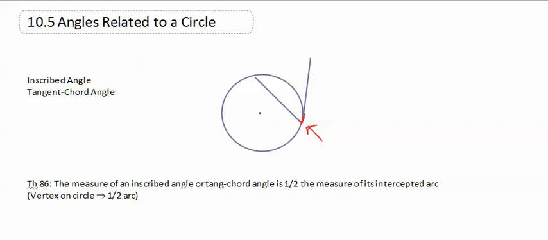So meaning, if this arc right here was 70 degrees, then the tangent chord angle would be 35 degrees. Now, that kind of relates to what we talked about before with inscribed angles. If I have an inscribed angle here and here that intercepts that same arc of 70 degrees, we know from previous lessons that that angle will be 35 degrees.